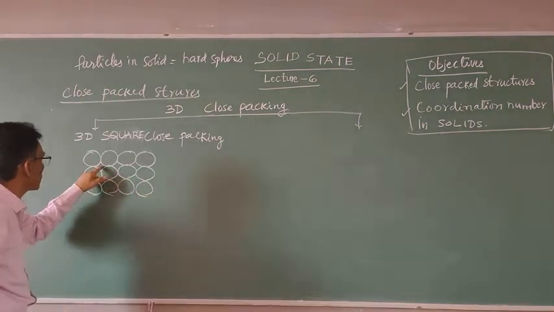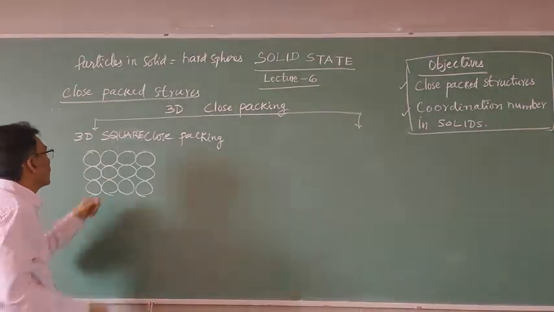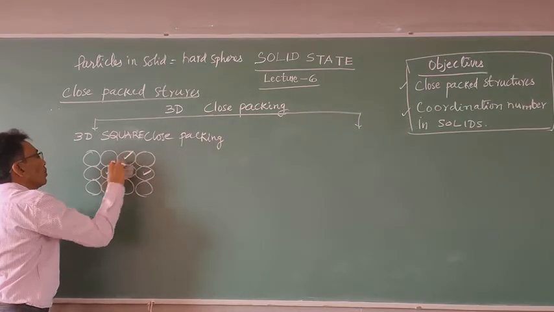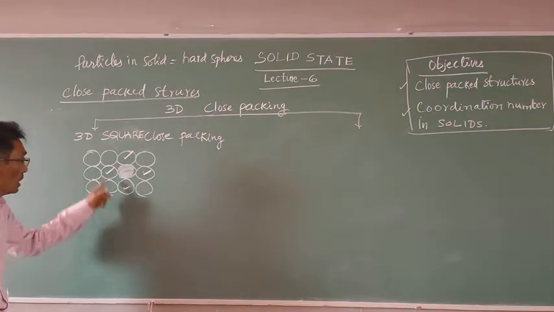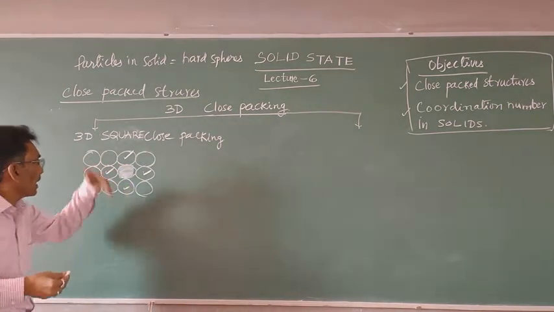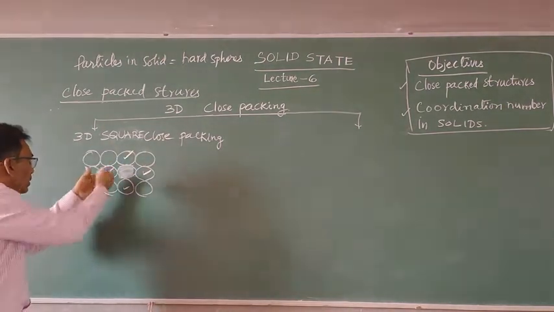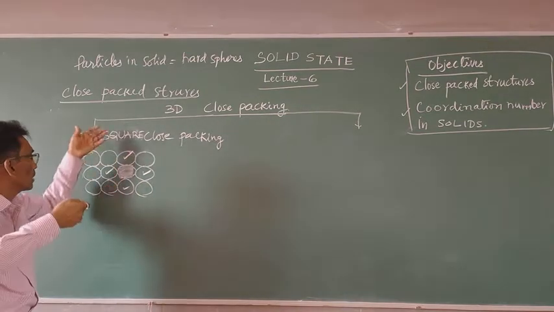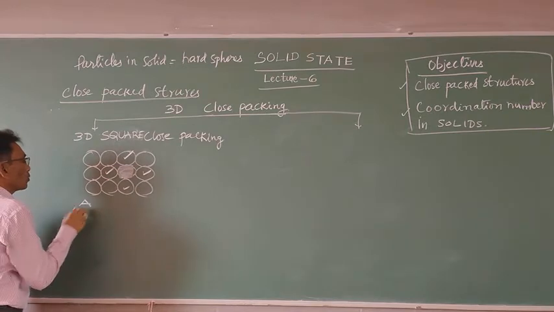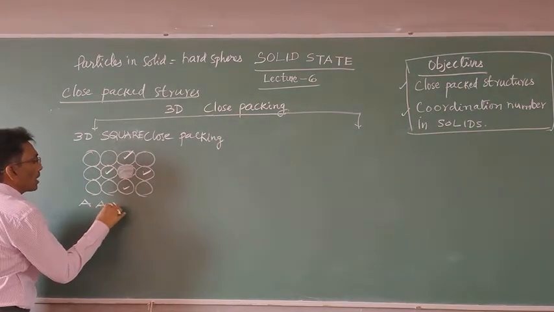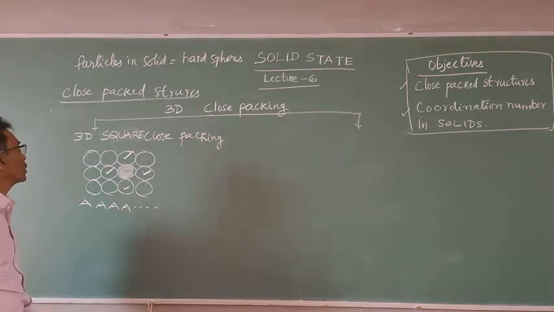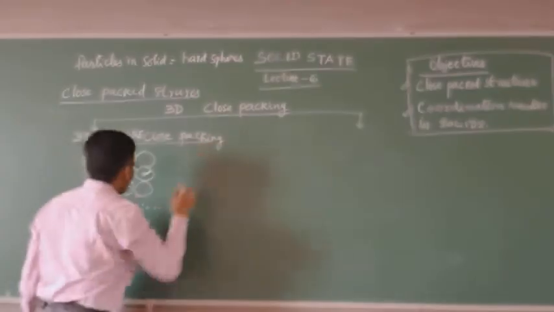The gap is an interstitial void. And already this particle is surrounded by particle 1, particle 2, particle 3, particle 4. In this layer, in the next layer one particle, and in another adjacent layer another particle. So one particle plus another one, total 6 particles are there. So this is A type, which type of arrangement? A type, 3-dimensional arrangement. Previously, square close packing.